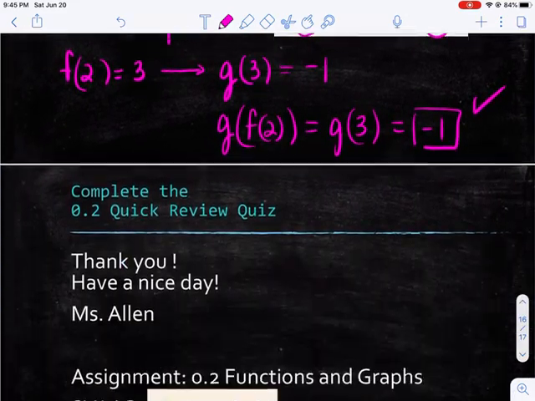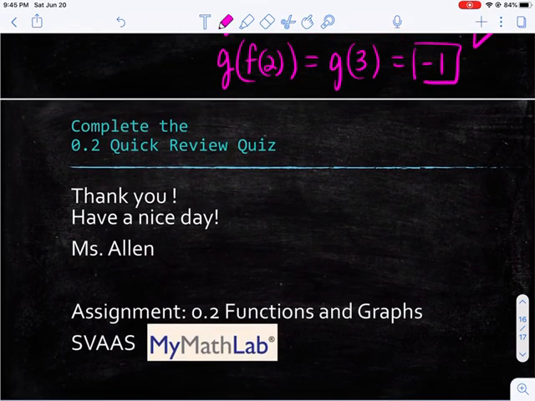So folks, this is our second lesson, and I have a quick review quiz for you to do, and then you of course have your assignment in 0.2 functions and graphs.